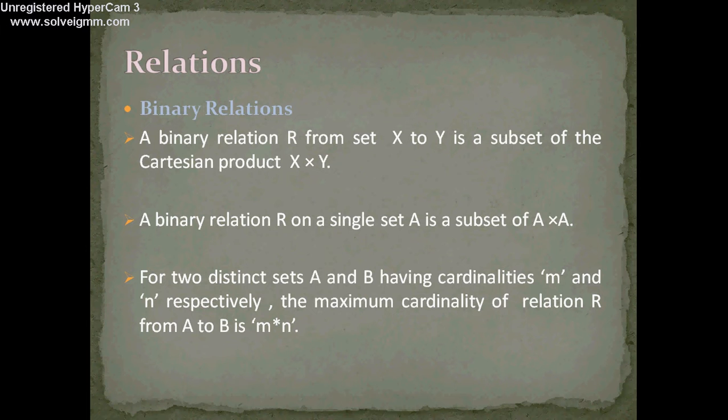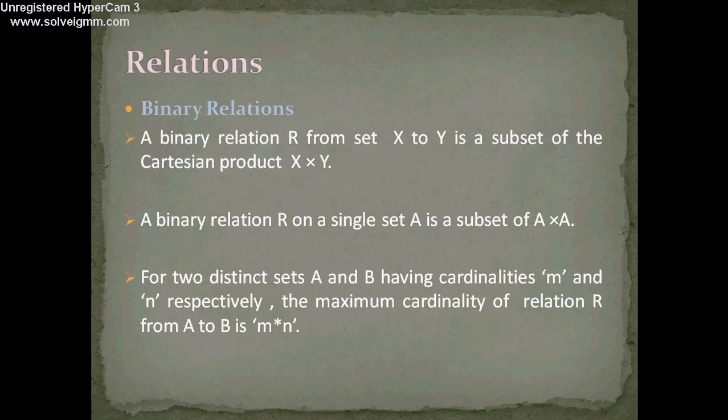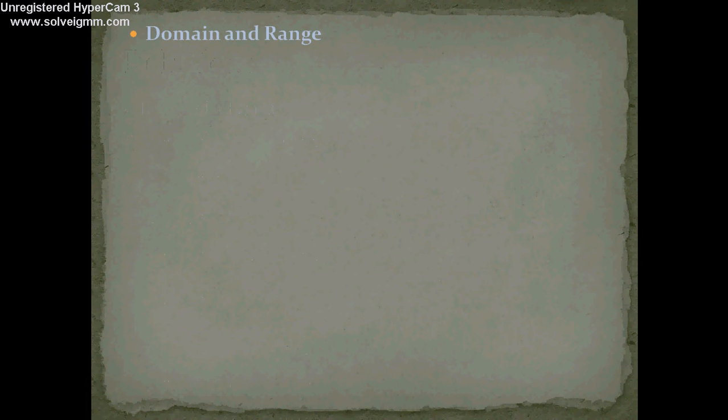Since R is a subset of the Cartesian product, the maximum cardinality of R is thus M into N. Okay, so here we have defined binary relations. Now let us see what is the domain and range of relations.